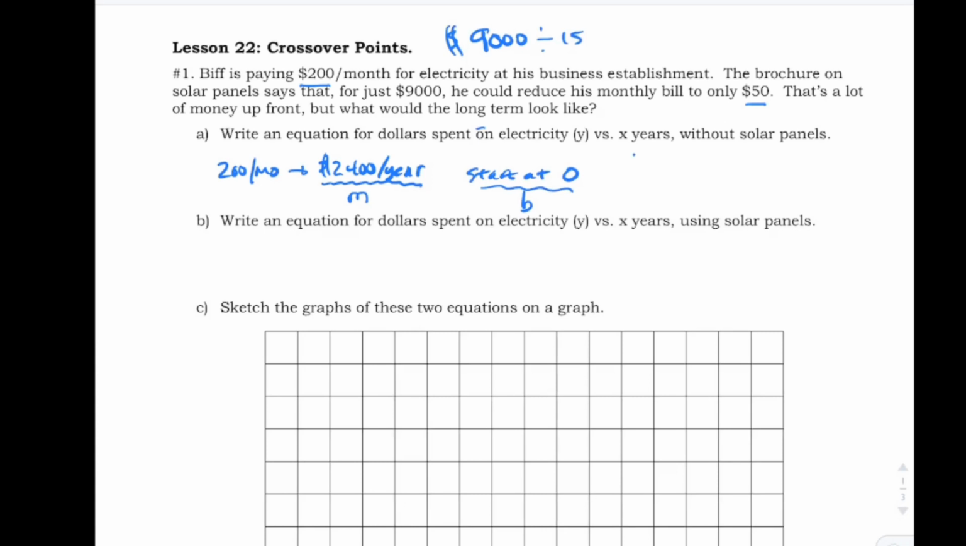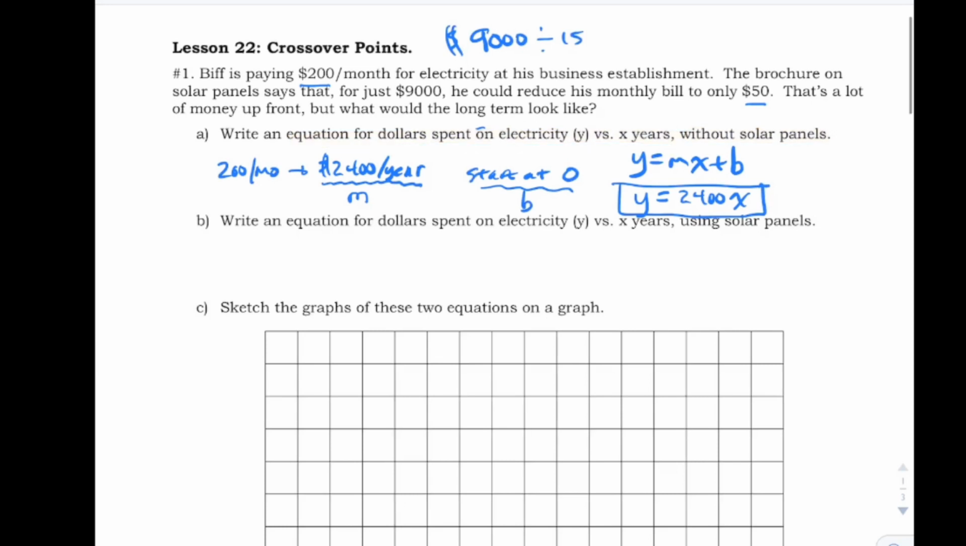So this is basically a straight line situation because we have a fixed amount every year. We start at 0 and we add $2,400 every year. That is a perfect example of a straight line equation. If X is going to be years, then I'm going to have to pay 2,400X plus nothing. This is an equation for the dollars spent on electricity versus years without solar panels.